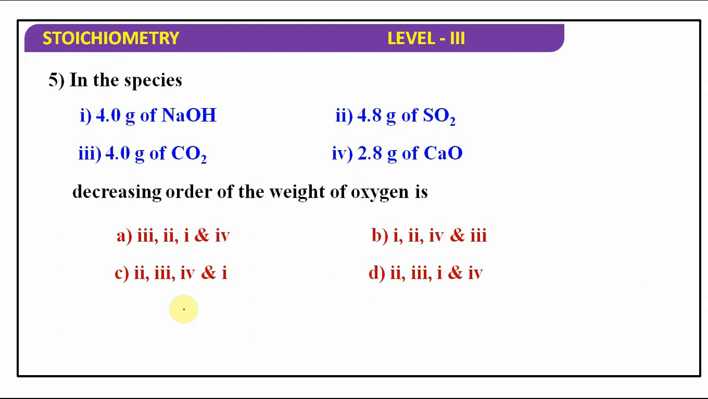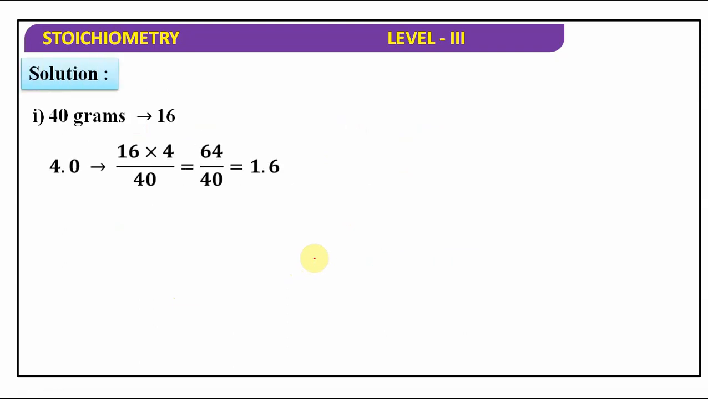They have given species: 4 gram of NaOH, 4.8 gram of SO2, 4 gram of CO2, 2.8 gram of CaO. We need the decreasing order of the weight of oxygen. So let's find it out.